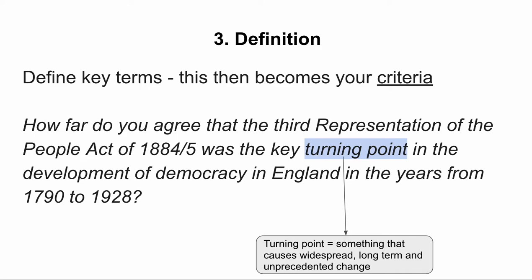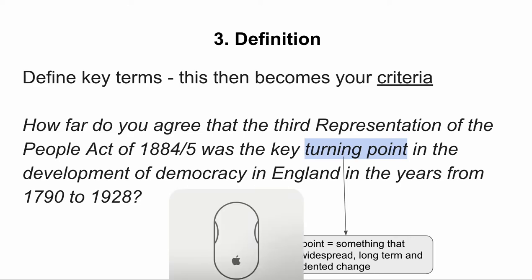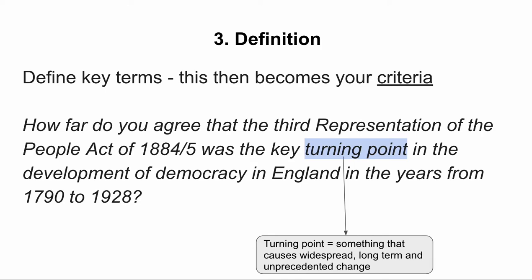So let's say we define it, as I've done here, as something that causes widespread, long-term, and unprecedented change. So if you've gone for that, in your paragraphs you talk about the third representation of the People Act, you might talk about the 1832 Reform Act, for example, other pieces of legislation, you would say, are they turning points? Are they things that cause widespread, long-term and unprecedented change? So by defining that key term, it helps your analysis.